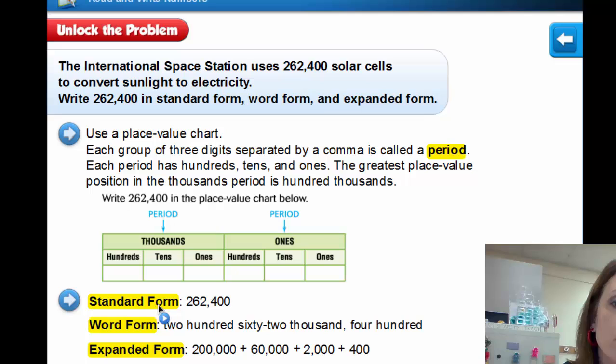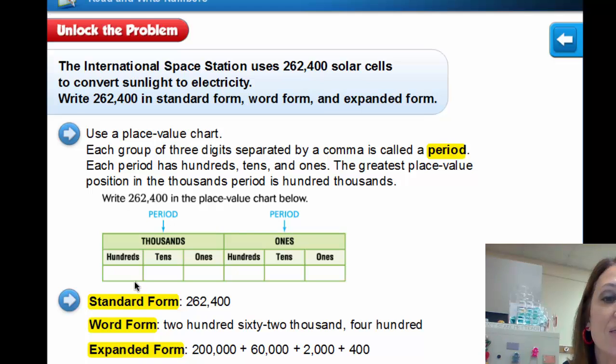Here we go. Standard form is just the numbers. It's the standard way that you would read a number. We have the word form, and it is literally word for word what you would say. So when you read this number, you would say 262 thousand, 400. So we write 262, and then 400. Now when you read a number and you get to that comma, you say thousand. If it's at the end of this thousand period, you say thousand. That's where you write the word thousand and you put a comma.